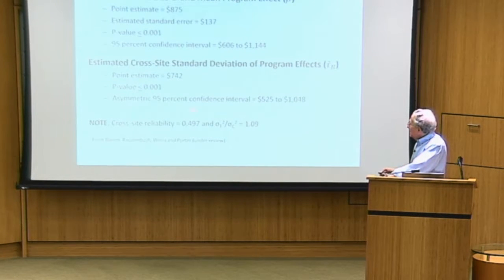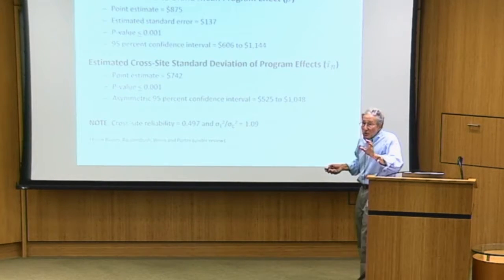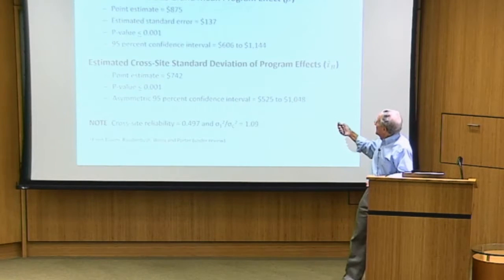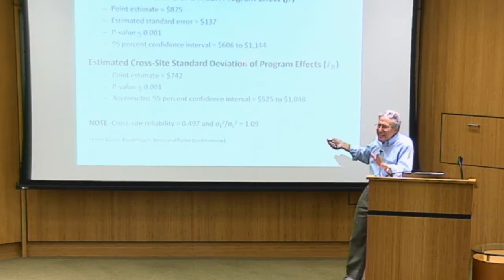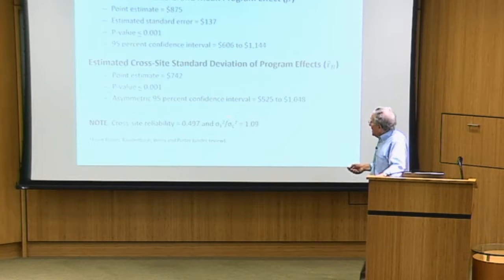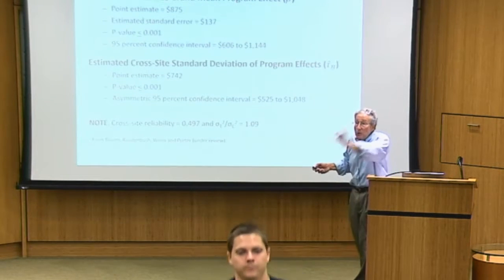Now, another little detail is that the cross-site reliability of the impact estimates was still only 0.5 on those big sites. Not all those sites were big, so the harmonic mean value of the average site size was about half the arithmetic mean value. But still, those are big sites, and the reliability was 0.5. So there's still noise in those site estimates. About half the variation you would see in the impact estimates across sites would be noise.